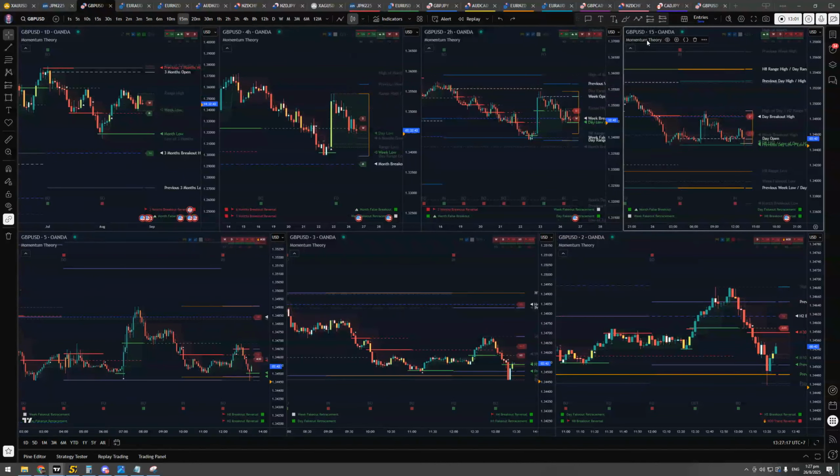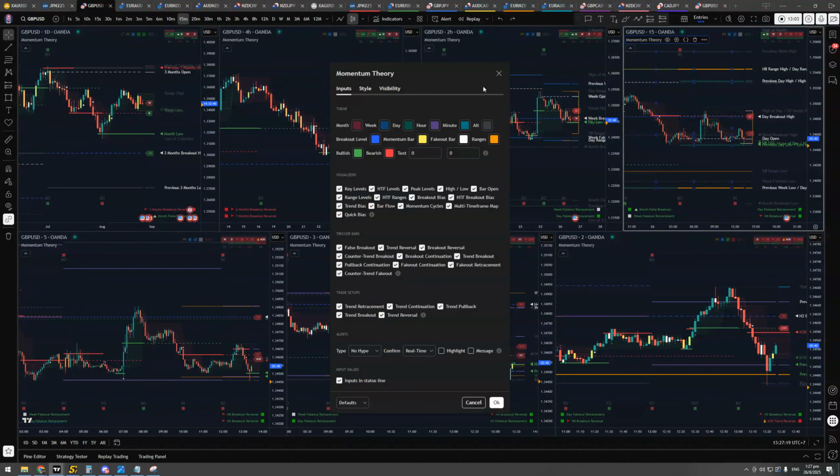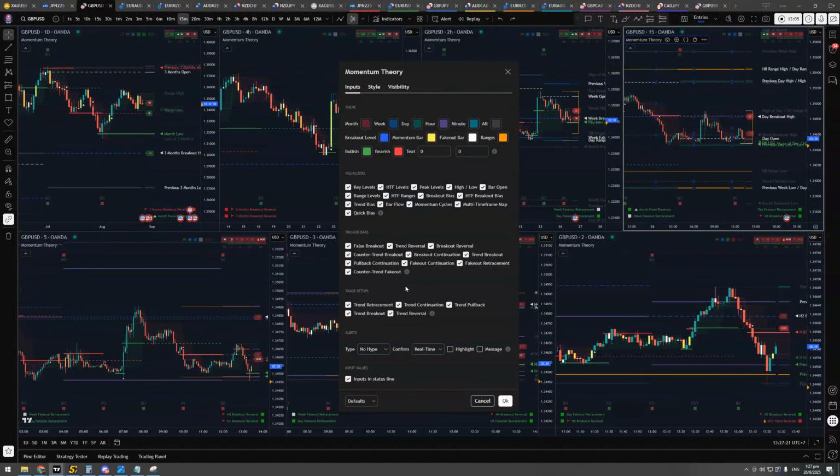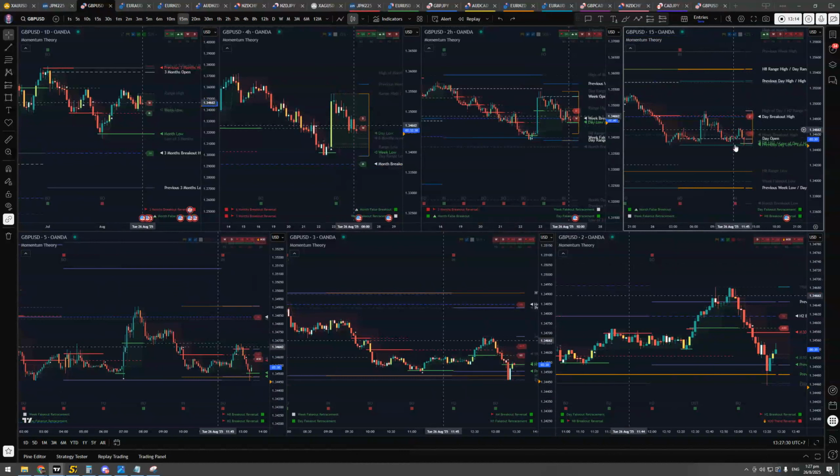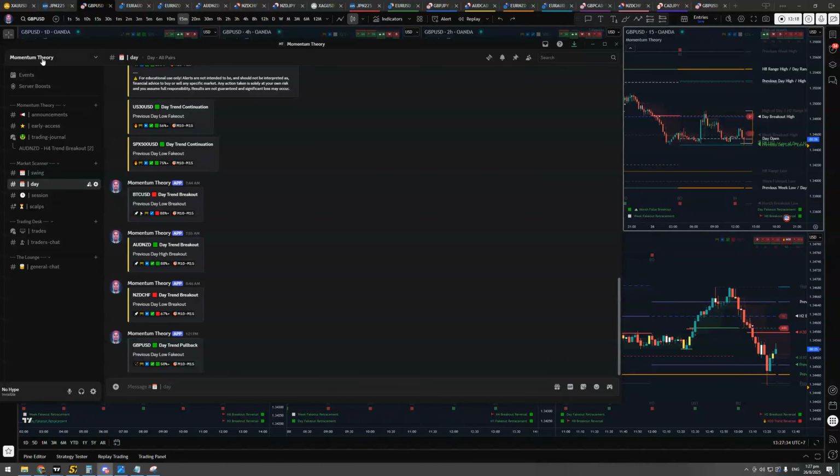Okay, so next version of momentum theory. This is not out yet, but the next version is going to have all the setups in the trade setup section, as well as Discord alerts. So what this means is that when these get triggered, I will get an alert straight in the momentum theory Discord, which is not out yet, but I'm working really hard on this.